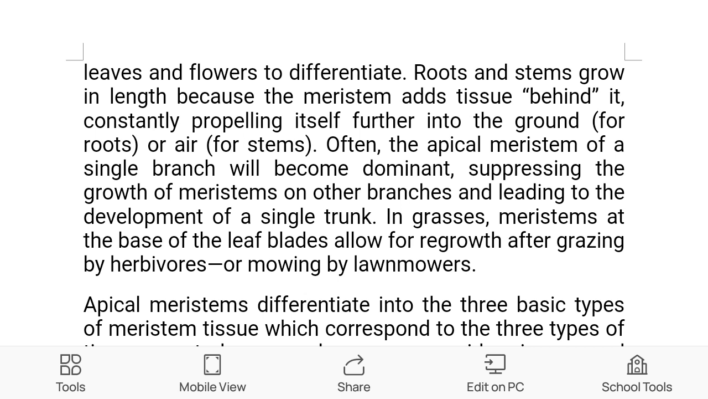So you should know that what is making the roots grow deeper into the soil is because there is a zone of the apical meristem. And as the cells are more dividing, more roots are being formed. And not just more roots being formed, some of those roots increase in length. Often, the apical meristem of a single branch will become dominant, suppressing the growth of meristem on other branches, leading to the development of a single trunk.